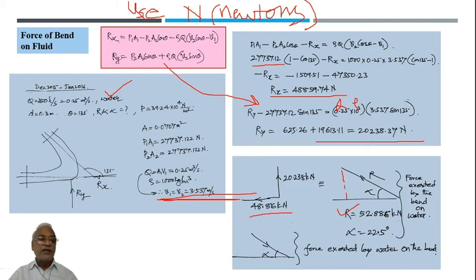Now when we say that this is the force, whatever R that we have, this is nothing but the force by the bend on the liquid. So it is the force exerted by the bend on the water. Now if you want to find the force exerted by the water on the bend, it will be exactly the reverse. The force exerted by water on the bend will be the same R with the same inclination, but in this direction.